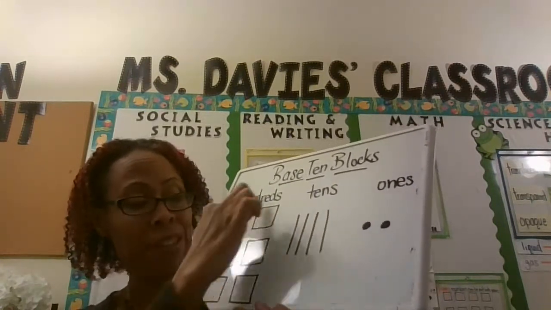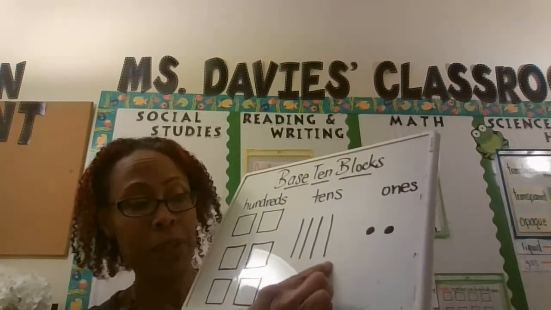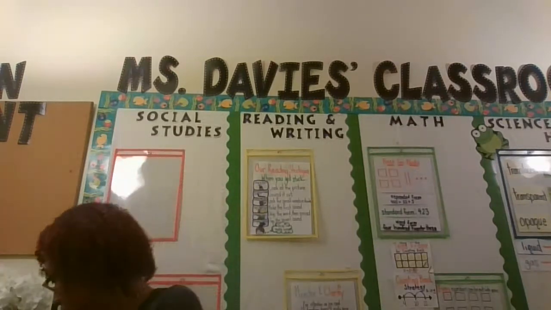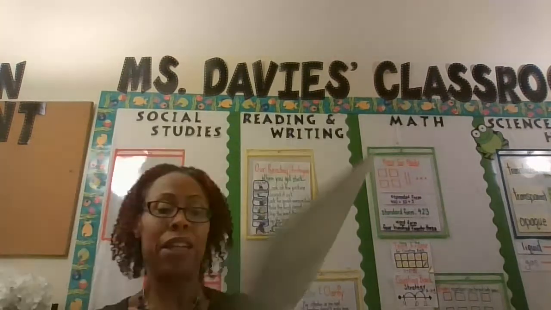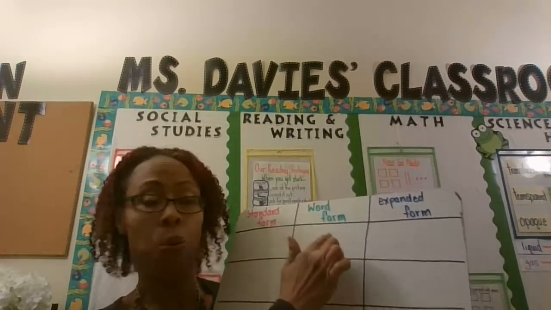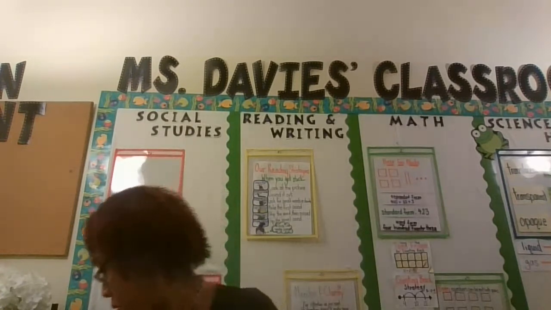So we call this 600. This number is 642. Now, let's see how that's written in standard form, word form, and expanded form. So 642 was our number.